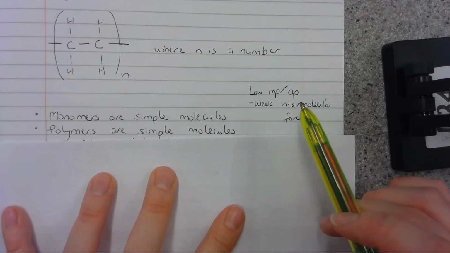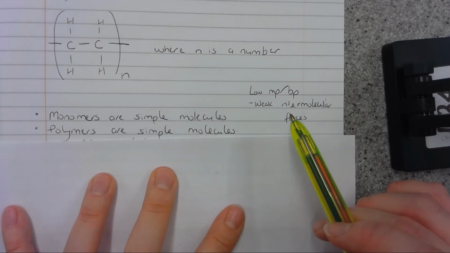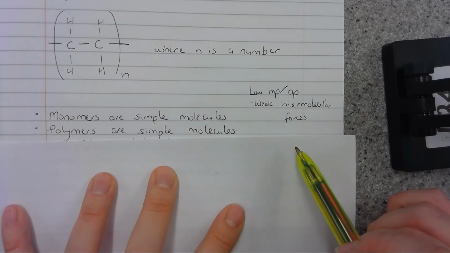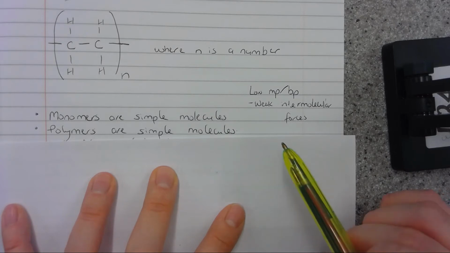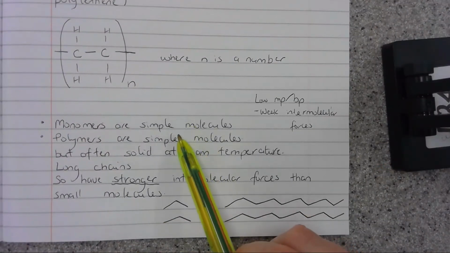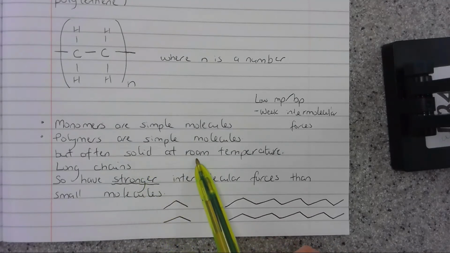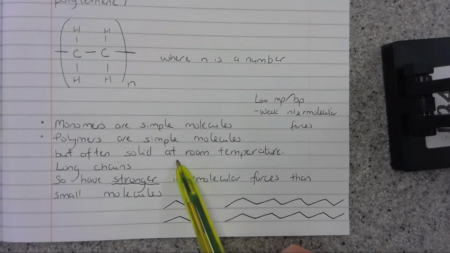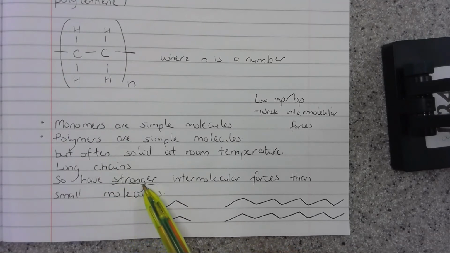However, because polymers are so much longer, notice that I said their intermolecular forces are stronger. I didn't say they were strong. So if I've written out an answer here, okay, so polymers are simple molecules, but they are often solid at room temperature, whereas previously we saw that simple molecules were liquids or gases. The reason they can be solid at room temperature is because they have those long chains, they have stronger intermolecular forces than small molecules, okay? It's not correct to say they have strong intermolecular forces. Intermolecular forces are never strong, okay? But because they're long chains, they're just stronger compared to other simple molecules.